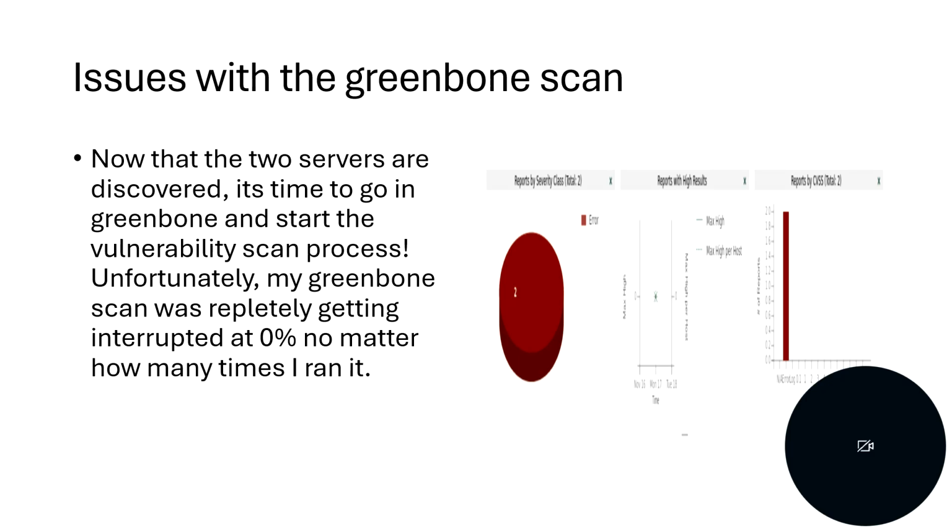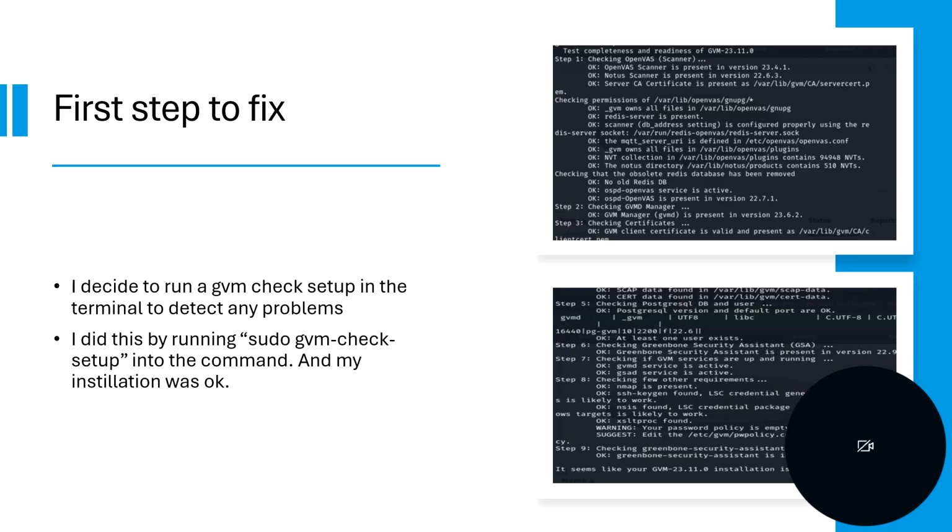I started the process by doing the configuration and the targets, creating two separate targets for my discovered IPs. But an unfortunate situation happened. After clicking the start button to launch my vulnerability scans, I encountered a persistent and frustrating issue. My Greenbone scans were repeatedly getting interrupted at 0% progress no matter how many times I attempted to run them. So instead of panicking and giving up, I decided to take the matter into my own hands and fix the issue.